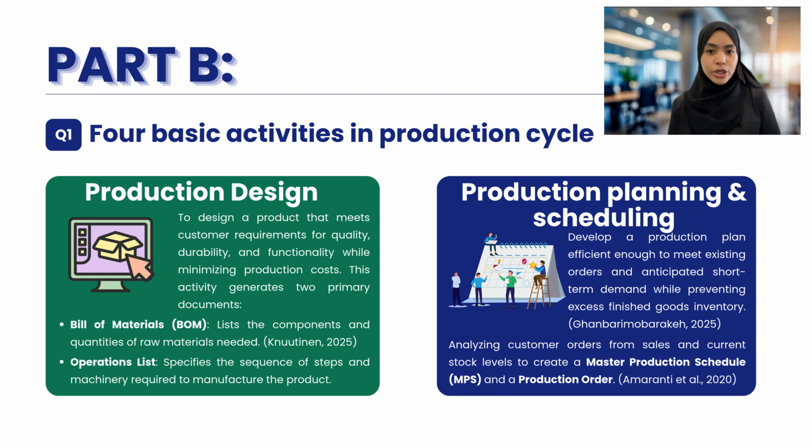The second one is the operation list. It specifies the sequence of steps and also the machinery required to produce the product. Then we move to number 2, which is production planning and scheduling. It is to develop a production plan efficient enough to meet the existing orders and anticipated short-term demand while preventing excess finished goods inventory. It also analyzes the customer orders from sales and current stock levels to create a master production schedule and also a production order.